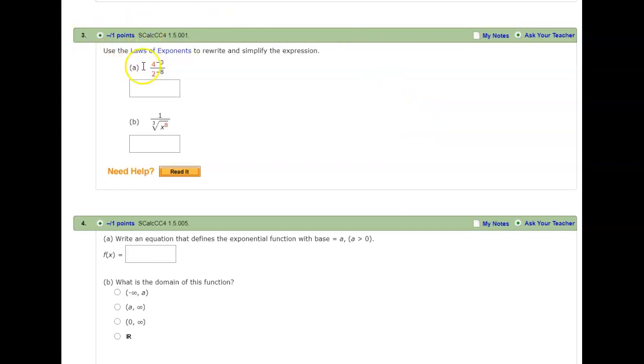For problem number 3 here, they want me to use the laws of exponents to rewrite and simplify the expression. So 4 to the -3 and 2 to the -8, these bases have to be the same, so I'd have to rewrite these. And then there's a rule about how to rewrite this in terms of exponents. Notice it's in the denominator, it has a power, and it has a root. So you should be able to write that in one little expression. So let's do an example like that. Not the same one, but an example like it.